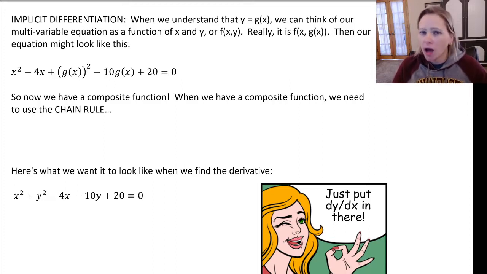Instead of using f of x when we have an implicitly defined function, we can think of it as a function of x and y. Well, then we would write it as a function of x and g of x, which means when we're differentiating with respect to x, we need to consider that g of x as an inside function. So our chain rule says we have to do the outside-inside rule.